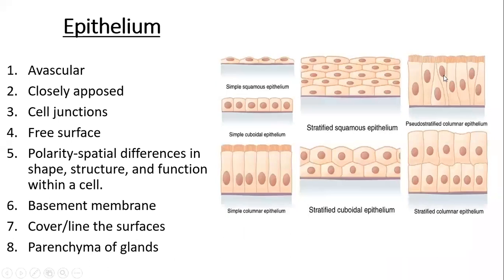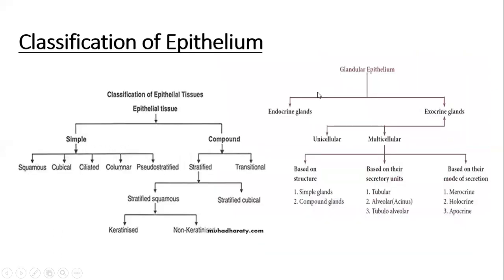So as you can see in this diagram, this is a diagram showing pseudostratified columnar epithelium. And in this diagram, you can see that the nuclei are at different levels. All the cells are reaching the underlying basement membrane, but not all the cells are reaching the free surface. What is the reason for that?